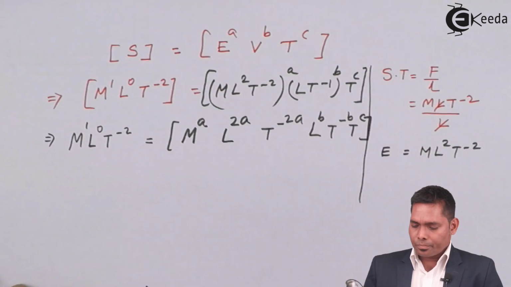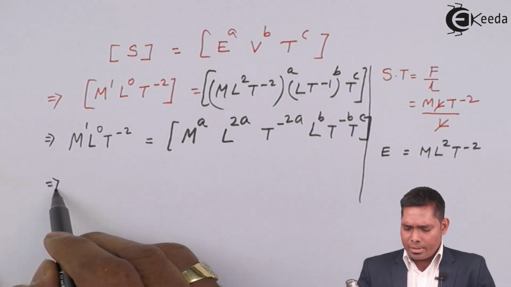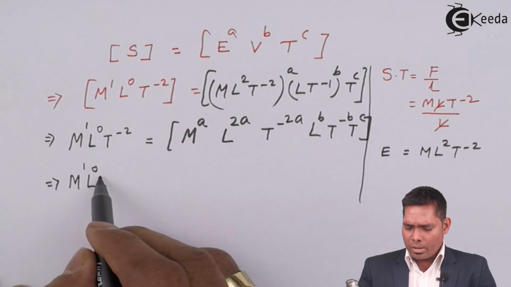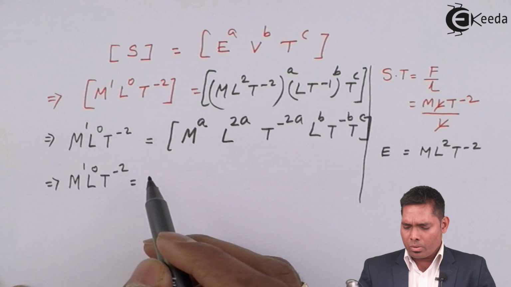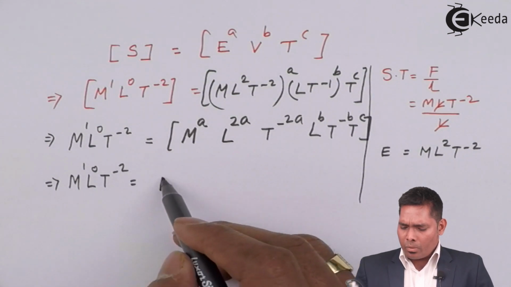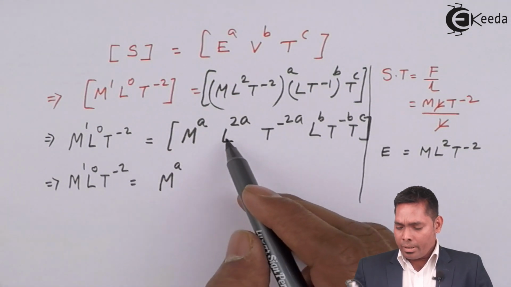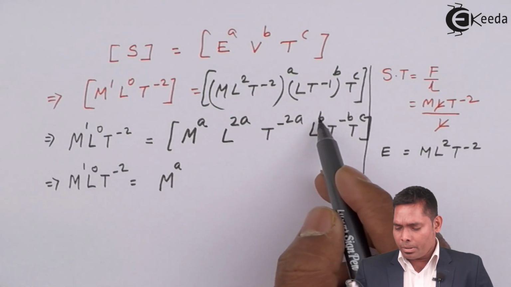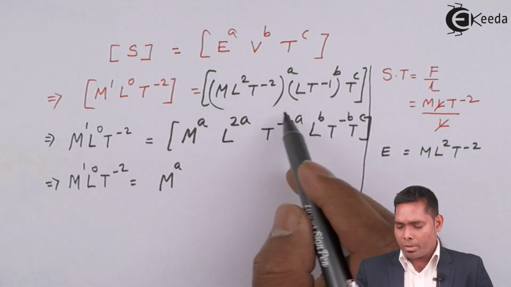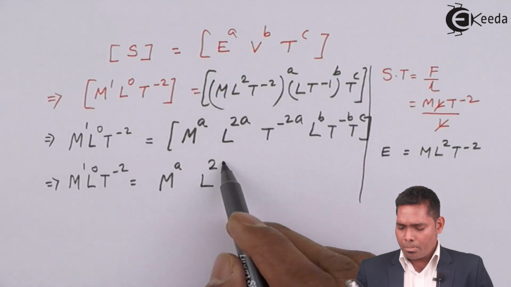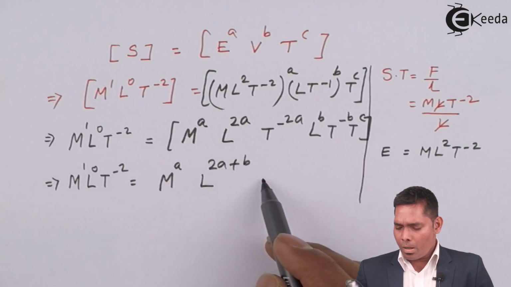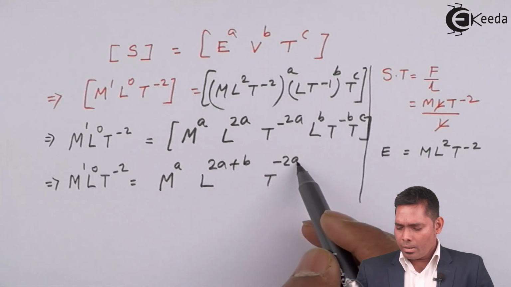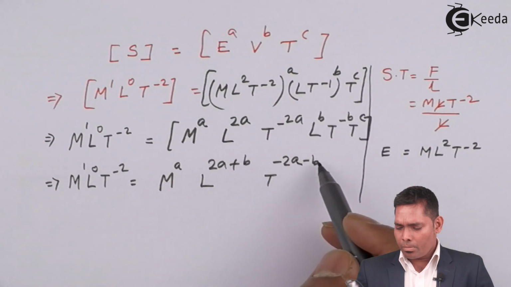Now this implies M to the power 1 here, L to the power 0 here, T to the power minus 2, that is equal to M to the power a, since M is there only once. L is here and there, so L to the power 2a plus b, because the base is the same so the powers will add up. T to the power minus 2a minus b plus c.